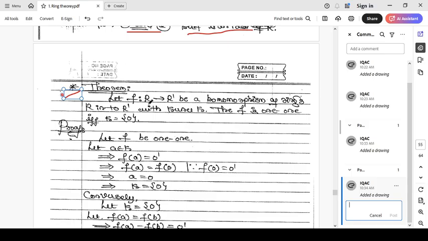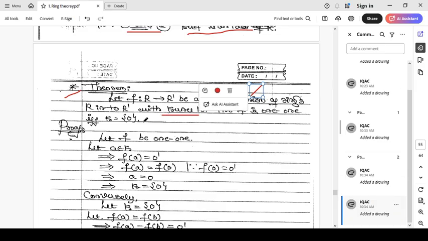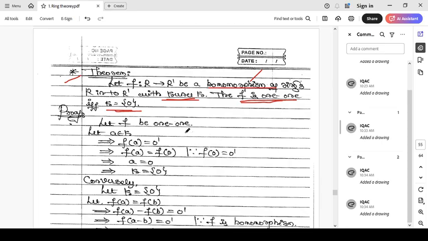Let f be a mapping from R to R dash, a homomorphism of rings R into R dash with kernel K. Then what we are going to show is that f is one-one if and only if K is a singleton set containing the zero element. Right? So let us show that. We need to use these conditions, the homomorphism condition and the kernel K condition. Then we need to take f is one-one and show that K is equal to the singleton set containing the 0 element.